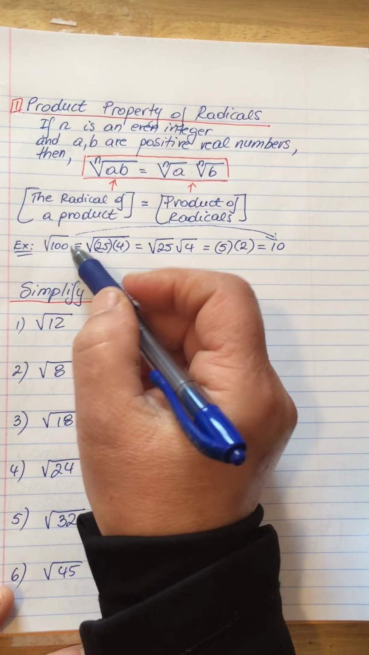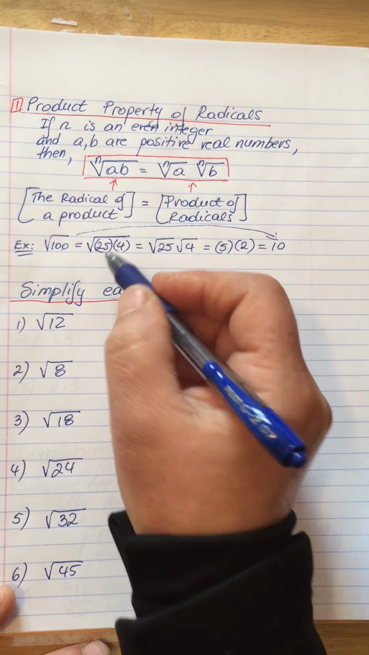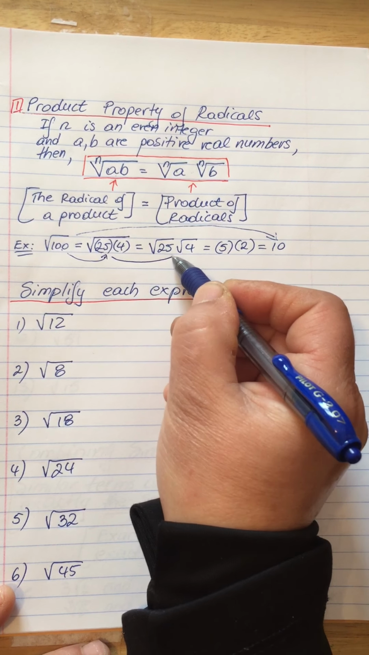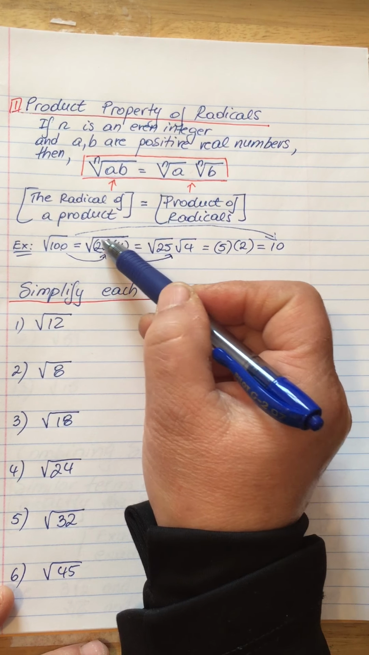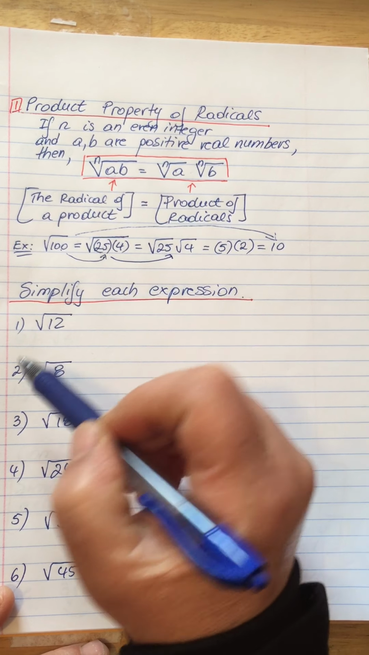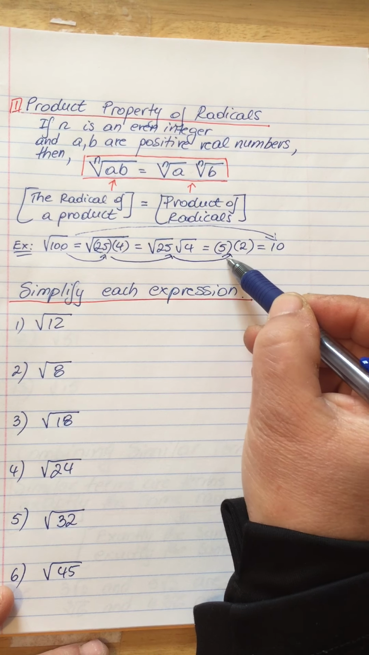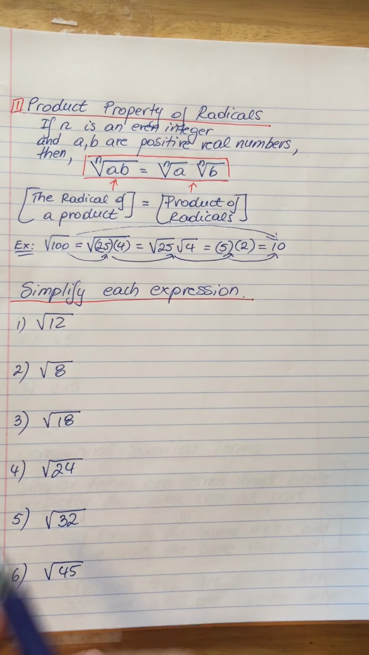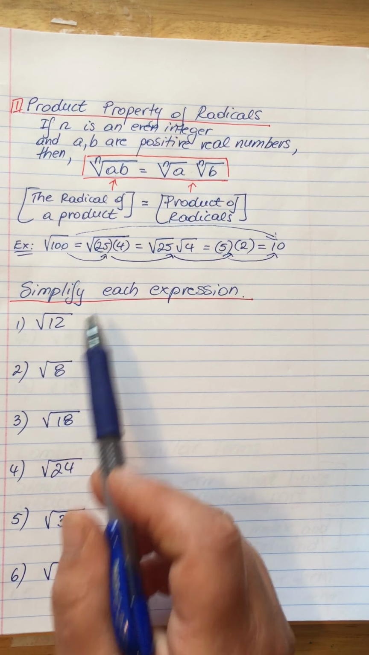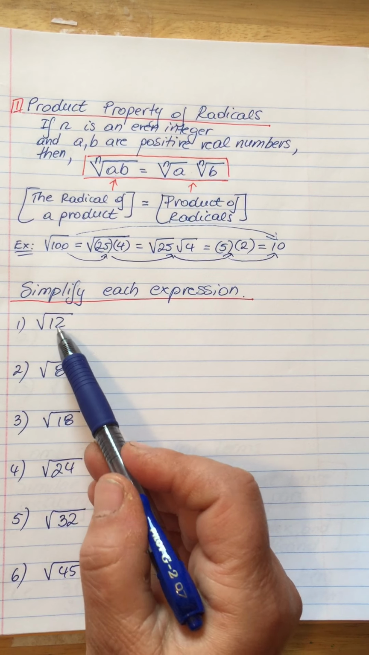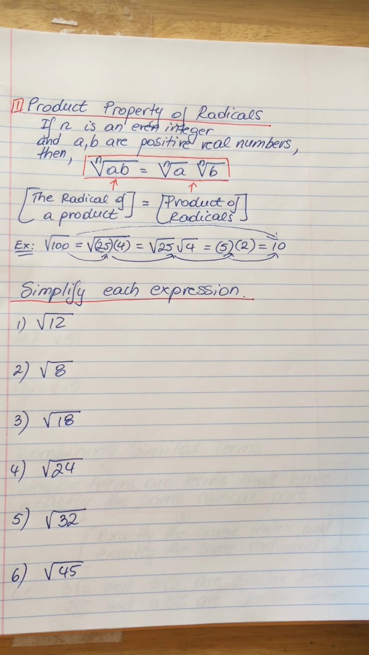And this property tells us that if we write 100 as a product of 25 and 4, and then separate them, because the index is even and those two factors are positive, we find the square roots of them, and then multiply, and we get the answer back. So slowly, this property is very useful if we want to simplify radical expressions when the radicands are not perfect square numbers. Let's do some examples.